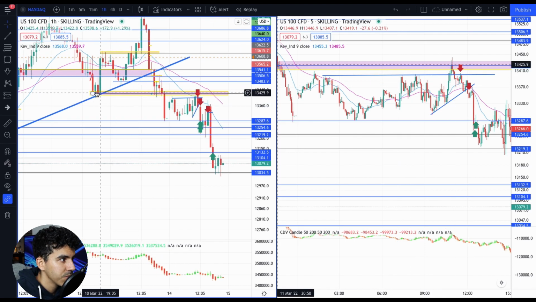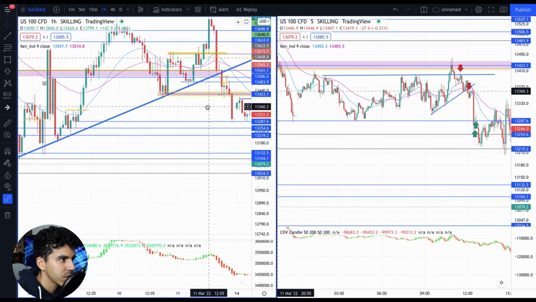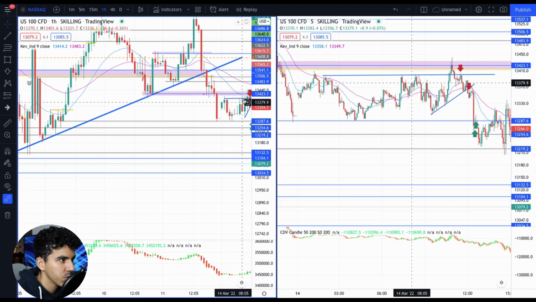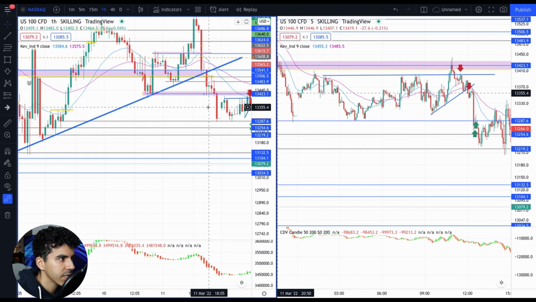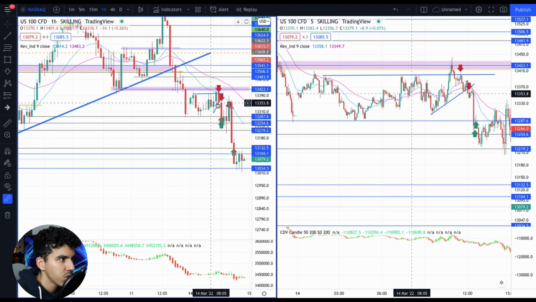So here we have a beautiful new support. It broke, and now it's trying to become a resistance. If you check it as a graph like this when you are trading it, now you're betting on the retest of that and probably a push even more down. So this was the first signal.